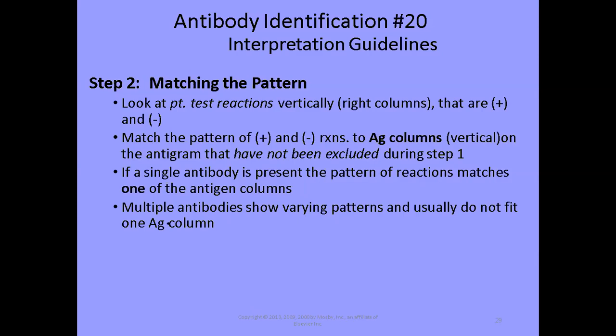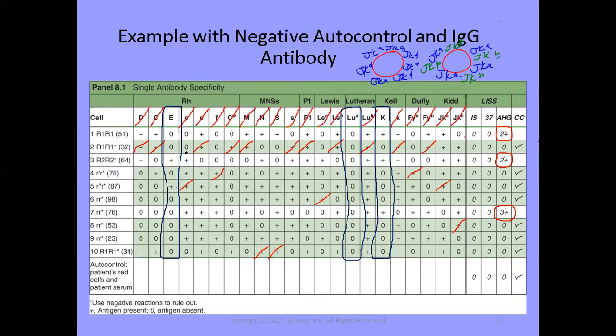And these are instances where we would have to do additional testing, maybe with enzyme-treated cells, or use the sulfhydryl reagent to eliminate Kel antigens, or things like that to try to figure out what the patient has. Okay, so this is where we are, step 2, pattern matching. And I'm going to go back, and even though it looks bad, we're going to look at the ones that are left, which I outlined in blue.